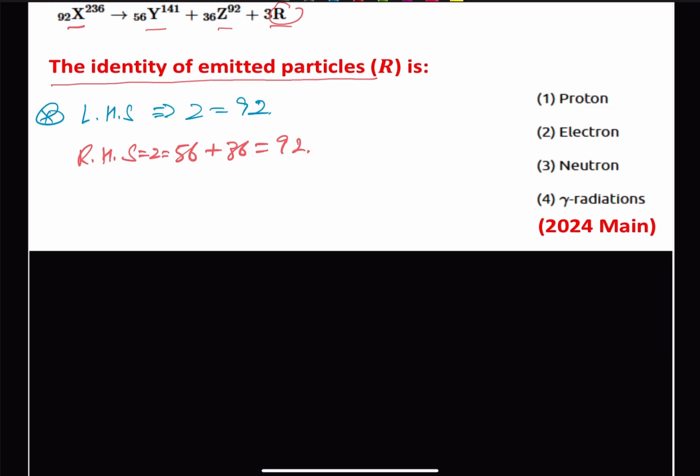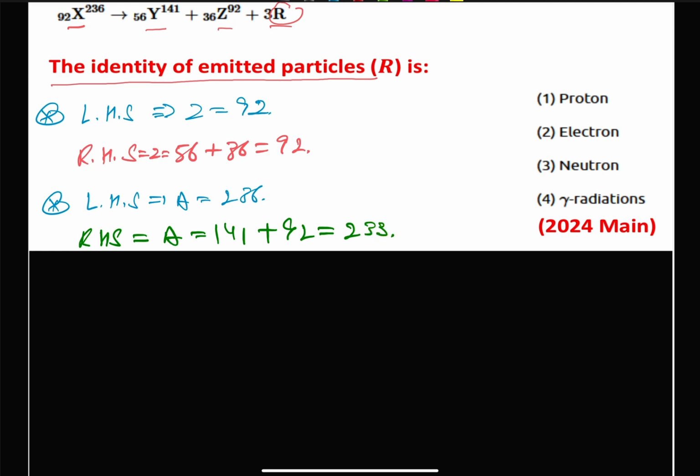And similarly for our LHS, the value of A is equal to 236, and for our RHS, the value of A will be 141 plus 92, which gives us 233. So it means there is a difference of 3 between the values of A. Z is the same.